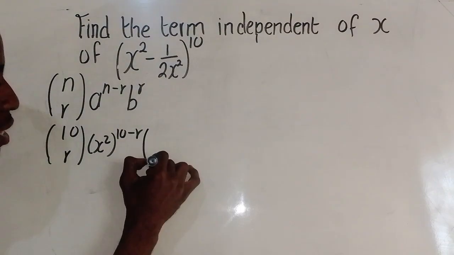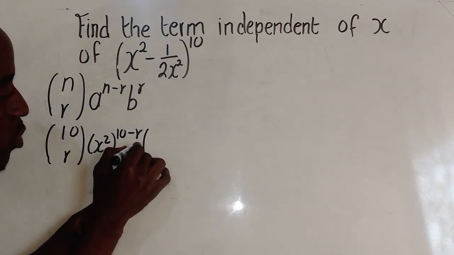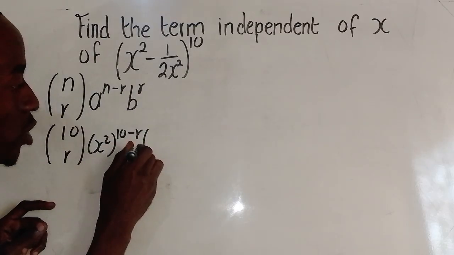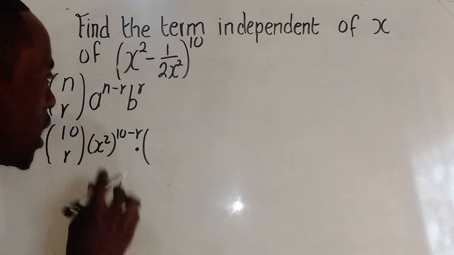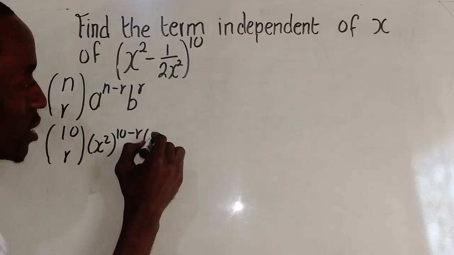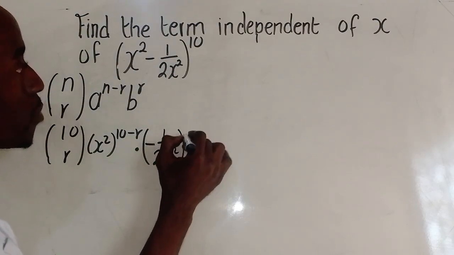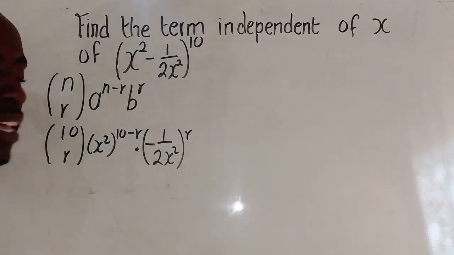Now again you say open. When I say open, simply means in between there is times. Or others sometimes they put a dot product, meaning times. B simply means this. So negative 1 over 2x squared to the power what? To the power r there.